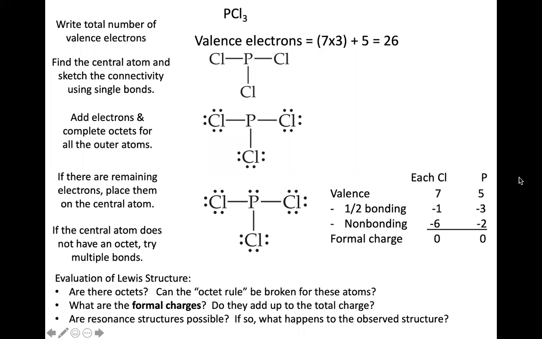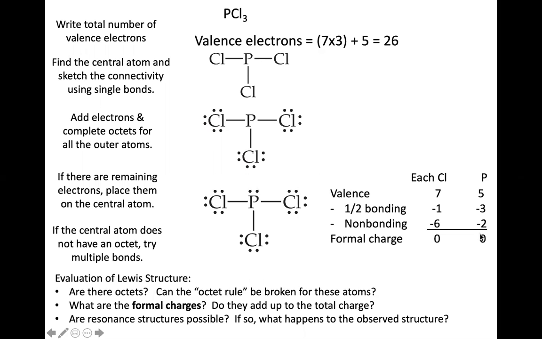How about the phosphorus? Phosphorus starts out with 5 valence electrons. If you've got a periodic table, look it over. Phosphorus has 5 valence electrons. It gets half of each of the bonds, which gets it 1, 2, 3. And in terms of the non-bonding, another 2. So for phosphorus, 5 minus 3 minus 2, it ends up having a value of 0 as well.